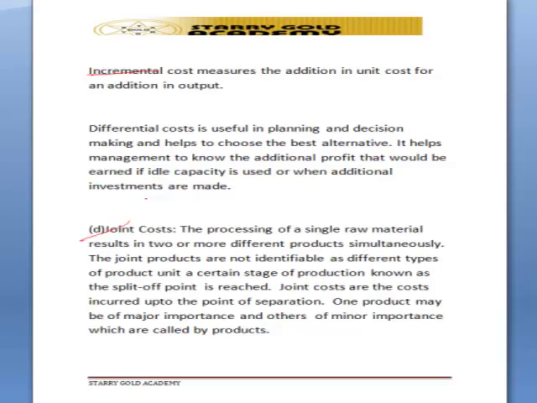Joint cost can be apportioned to different products only by adopting a suitable basis of apportionment. So when we come to the joint and byproduct, we will look at how we allocate that.